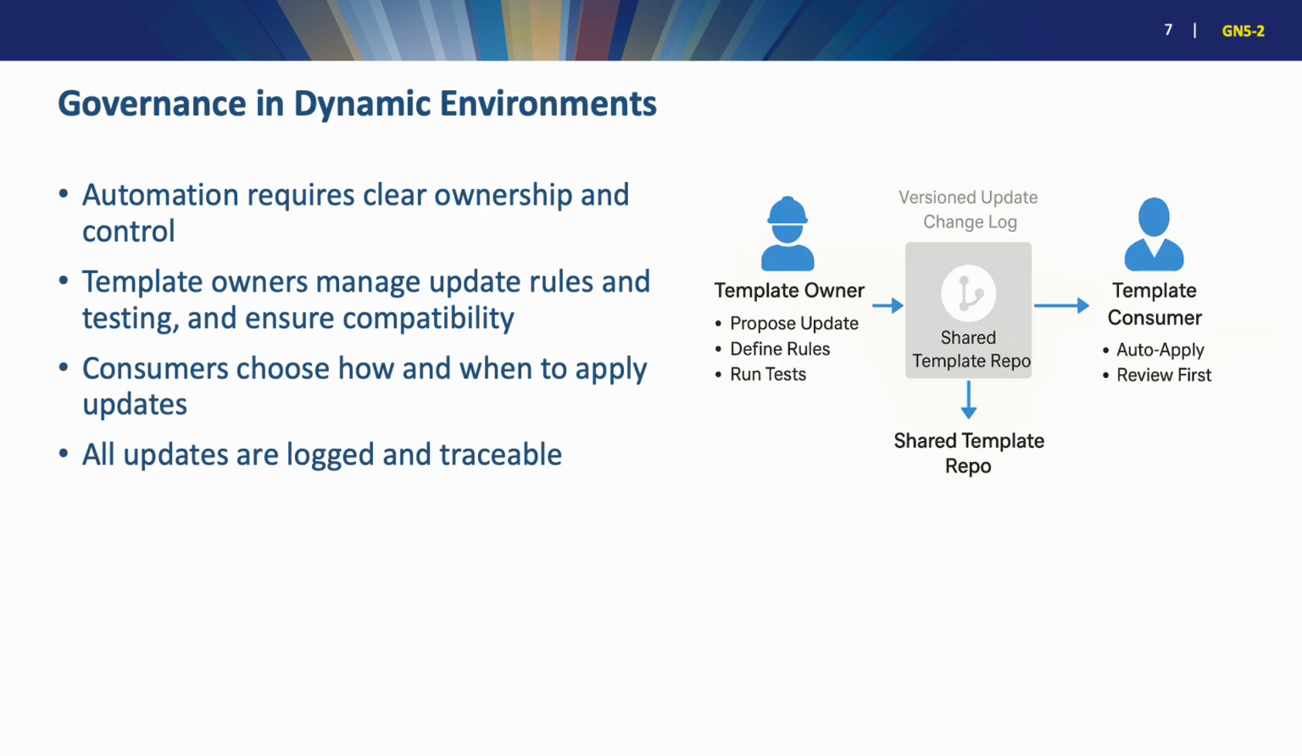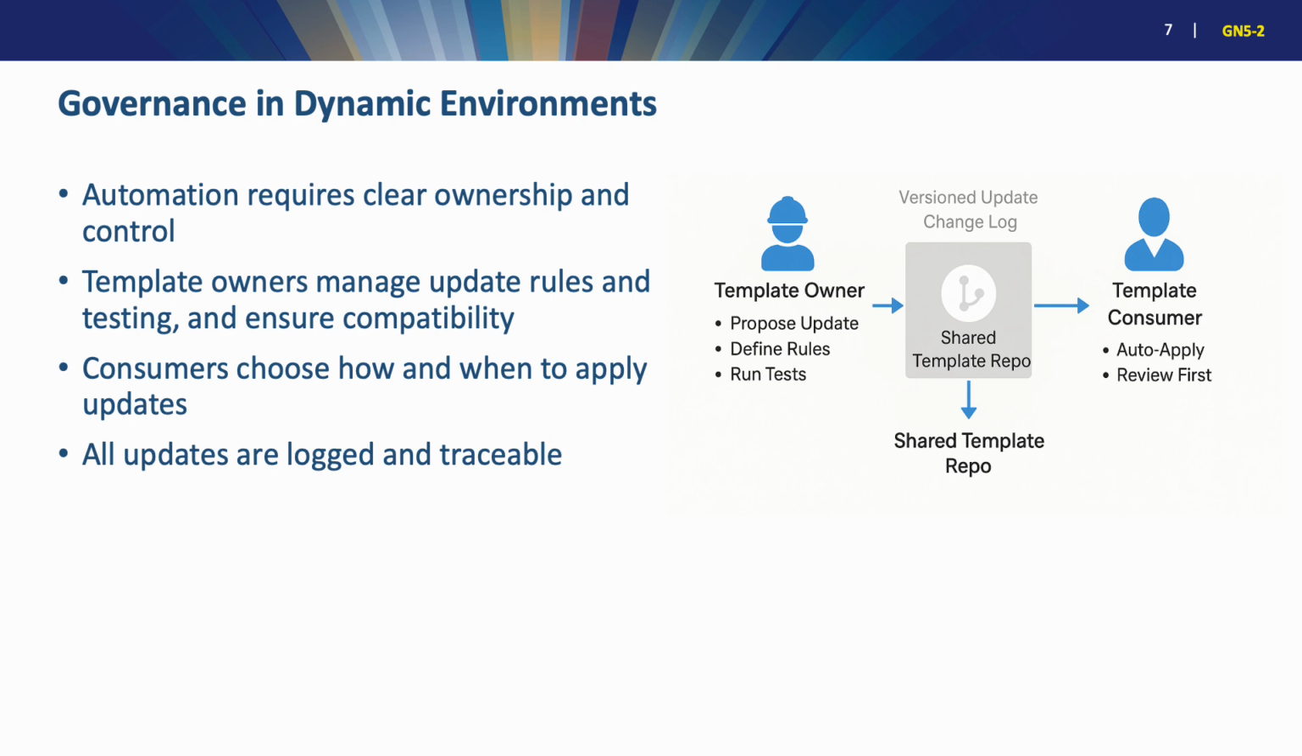Automation normally makes things faster and more consistent, but it only works well if everyone knows who is responsible for what, especially in dynamic environments. That's why clear ownership is so important. Template owners set the ground rules. They determine how updates should be tested, make sure changes won't break anything important, and decide when an update is ready to go. That basically looks after the quality of shared parts.